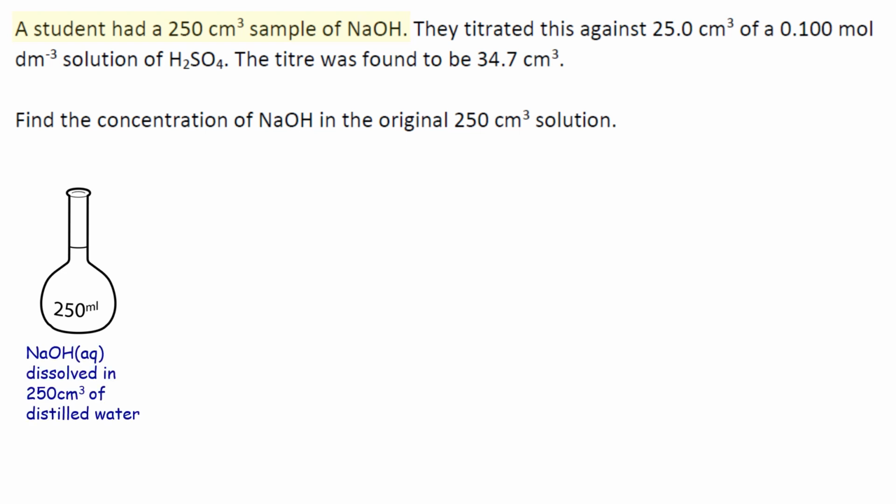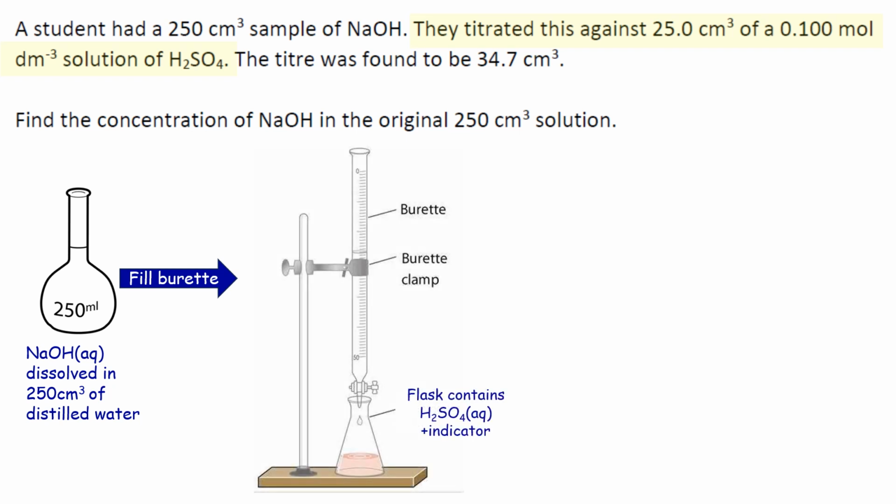So the next thing is that they told us that this was titrated against 25 centimeters cubed of a 0.1 mole per decimeter cubed solution of H2SO4. So that means that the sodium hydroxide in your volumetric flask is used to fill the burette. Obviously not the whole 250 centimeters cubed, but about 50 or a little bit more maybe. So you fill the burette up to about here.